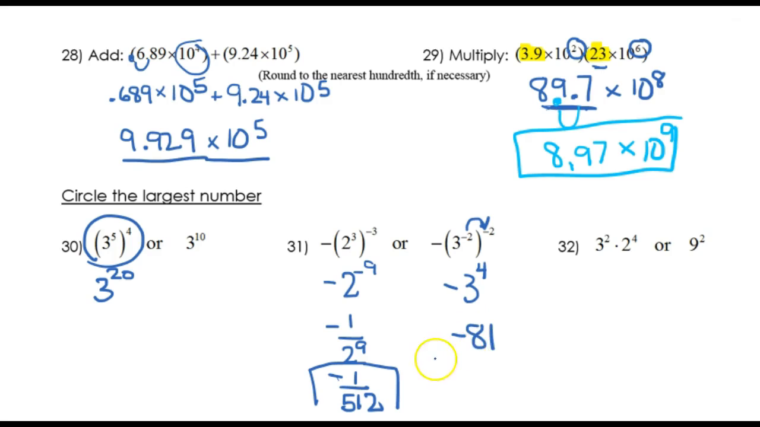We need to figure out which one is larger. They're both negative. Which number is closer to 0 on the number line? The answer is going to be negative 1 over 512. So this is our answer.